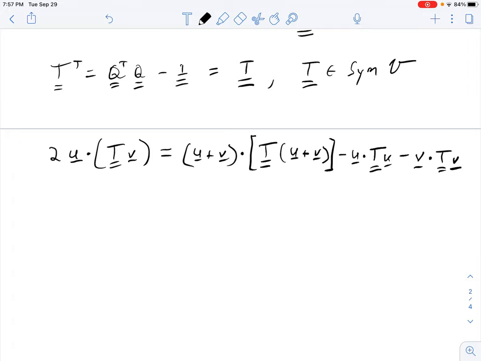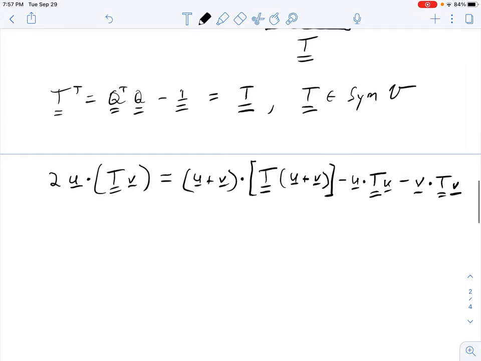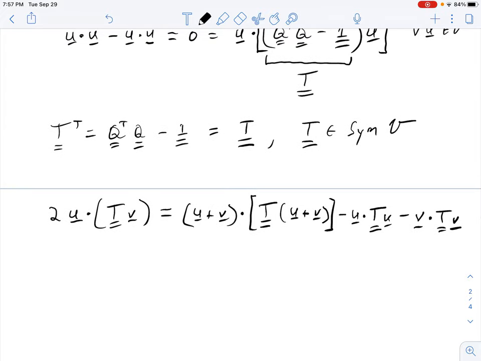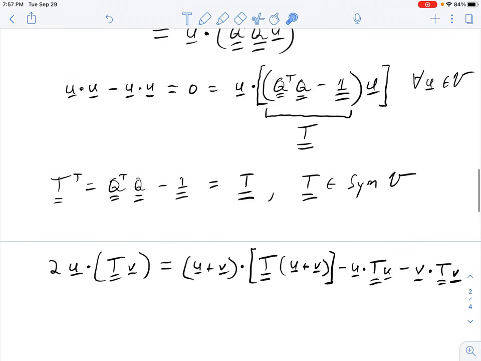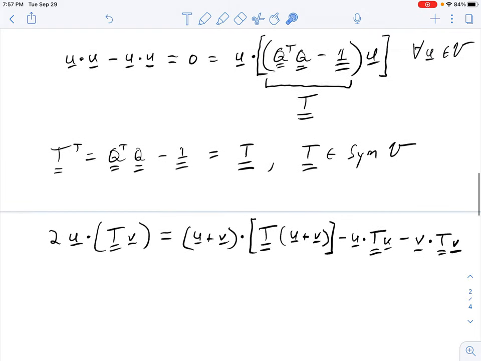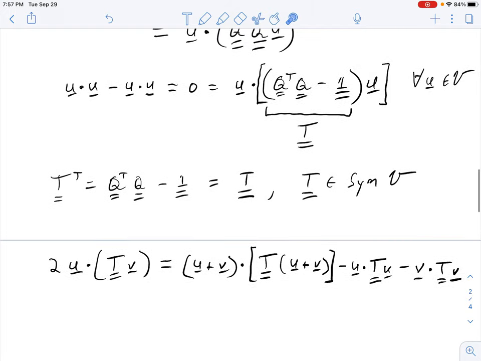All right, so this is an important little step here, because what we want to show is that this is zero for any u and v, because that would mean that T has to be zero, which we'll show or explain why in a second. But at any rate, if you expanded the right-hand side out and subtracted, you get u dot T u minus u dot T u, u dot T v plus v dot T u, but T is symmetric, so that's where the 2 comes from, and then v dot T v minus v dot T v, so that checks out.